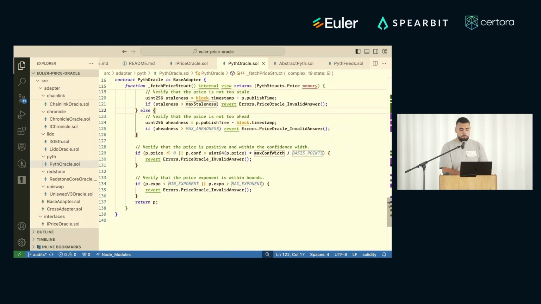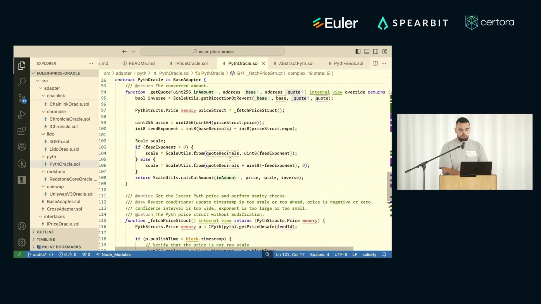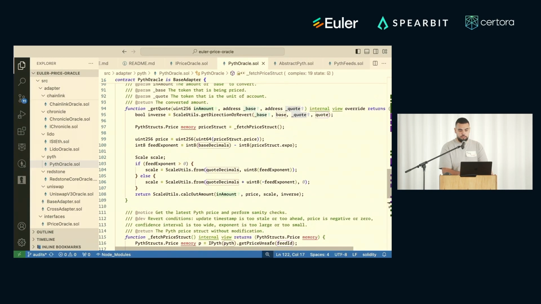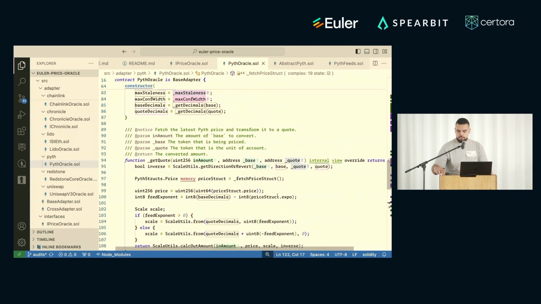Yeah, also basic checks. The confidence interval shouldn't be too wide, right? It indicates that something is bad. And when you get that struct, you can see we use the scale utils lib to arrive at the quote. And this is Pyth.